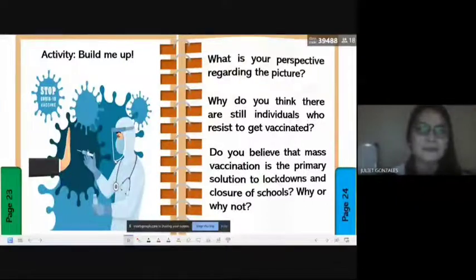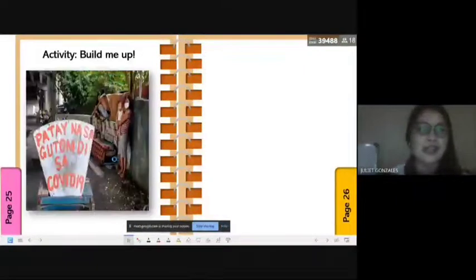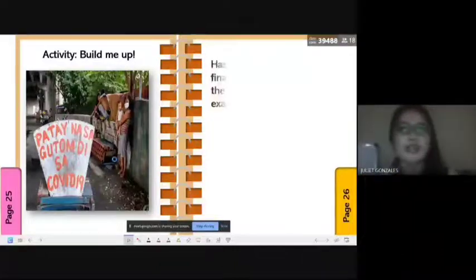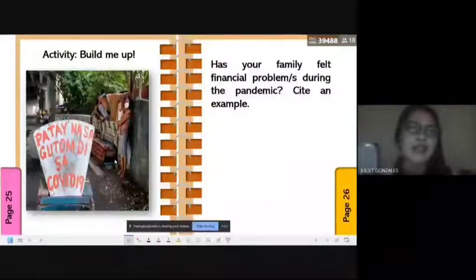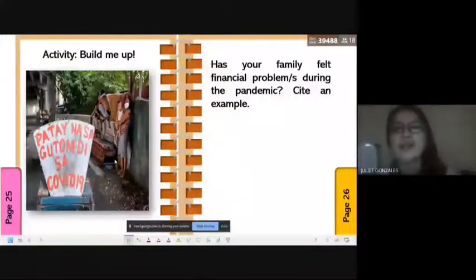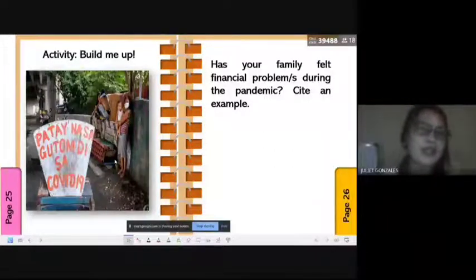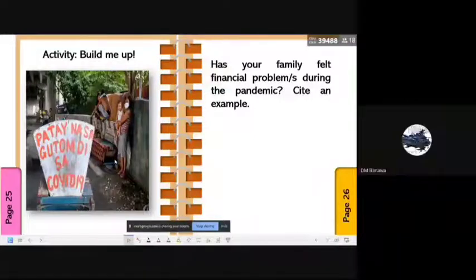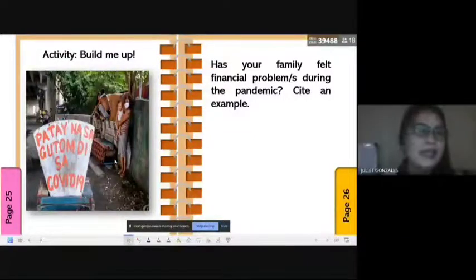Okay, let's continue. Another picture, and the last picture. Patay na sa gutom, di sa COVID. Question number 1. Has your family felt financial problems during the pandemic? Cite an example. When you answer this question, do not forget to use any of the expressions. Anybody? Yes, DM. Yes, ma'am. In what way, DM? You cite an example. Do not forget to use any of the expressions, DM.